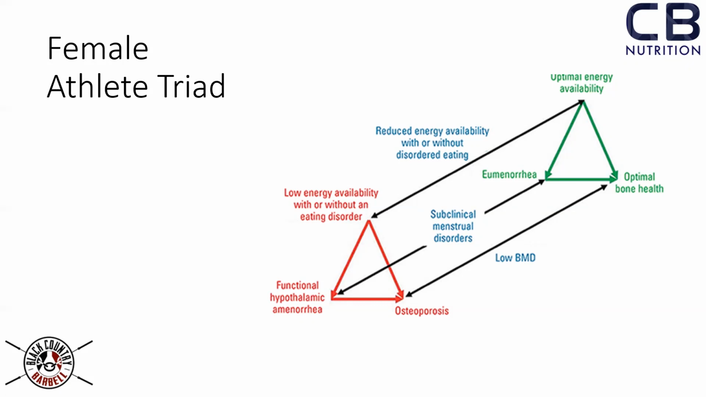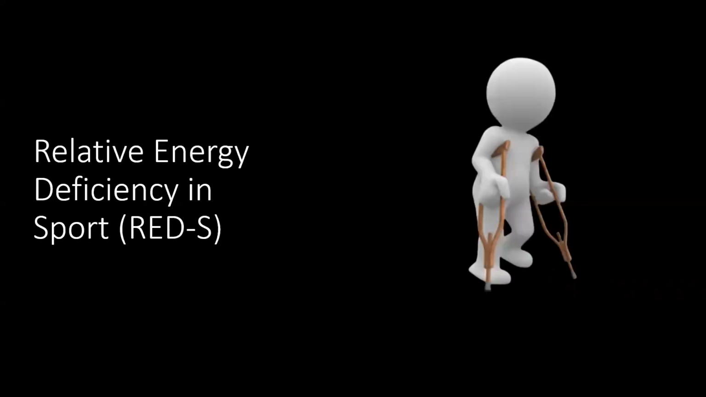So it's really important that we don't go for a huge deficit and loads of exercise, because over time we'll fail to match the two together. Our energy availability will be too low, and we'll suffer with these disorders. So that was the female athlete triad.